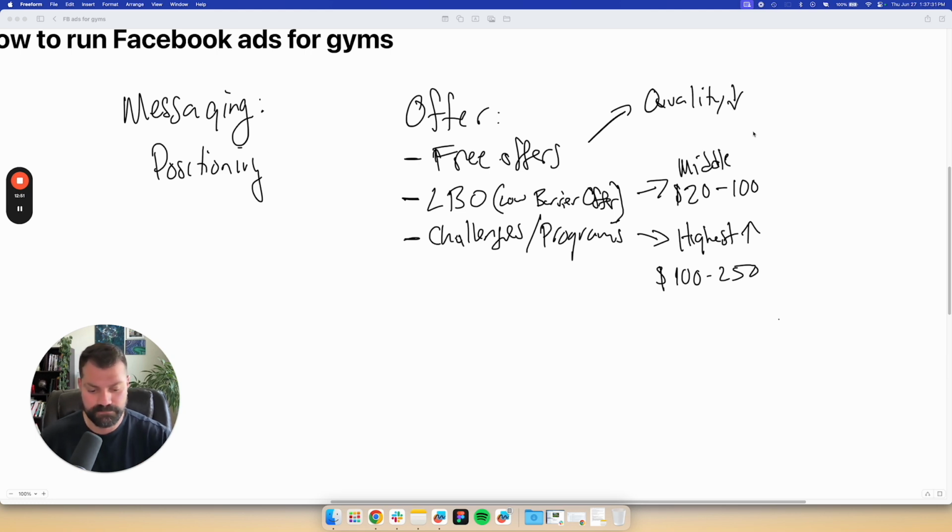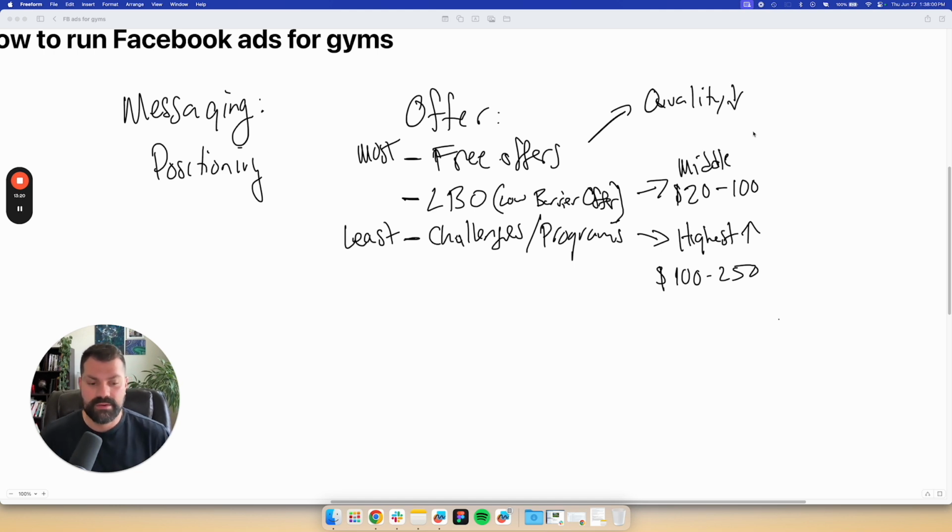Here's the thing. When it comes to offers, as far as lead generation goes, because when we run ads, we always want to optimize for lead generation. When it comes to free offers, you're going to get the most leads. For challenges and programs, you're going to get the least leads. And again, the LBO is going to be in the middle.